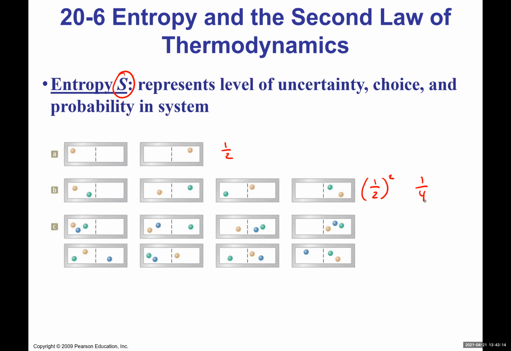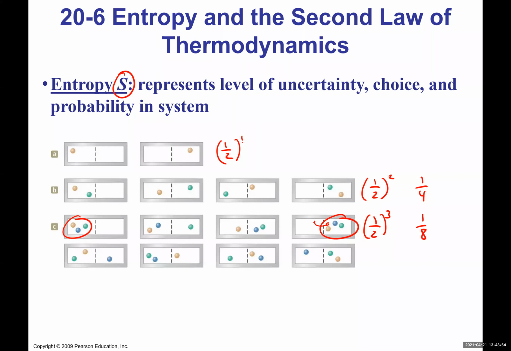Now the probability of having 3 molecules in the container and having all 3 on the left side, or all 3 on the right side, becomes 1/2 cubed, which gives you a 1 in 8 chance. So you can see there's a pattern: 1/2 to the 1 for one particle, 1/2 squared if you have two particles, 1/2 cubed if there are three particles. Then let's say we have 100 independently moving molecules.